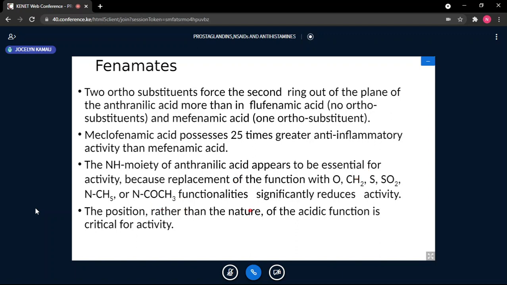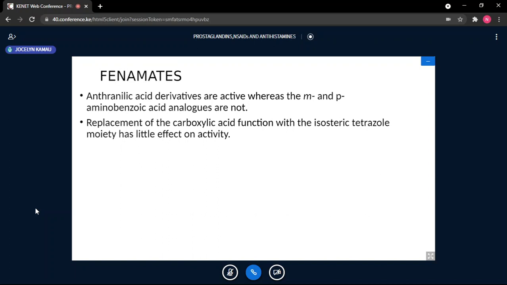The position rather than the nature of the acidic function is critical for activity. By the position, we are saying that the carboxylic group must be ortho. Just as we said for salicylic acid, the carboxylic group must be ortho to the amino group for activity. Take it to meta or para, you destroy activity. You can replace the carboxylic group with other groups like the tetrazole, as we said when we were looking at the list, with retention of activity, but you cannot change the position.